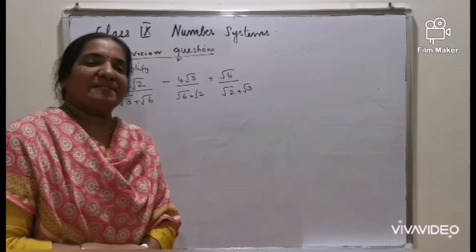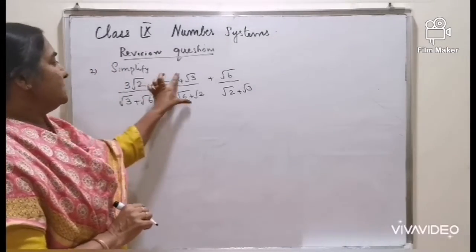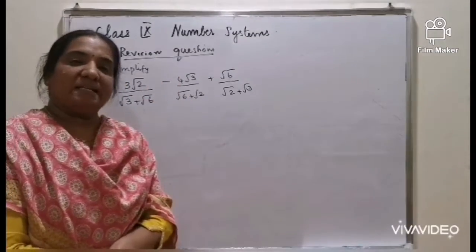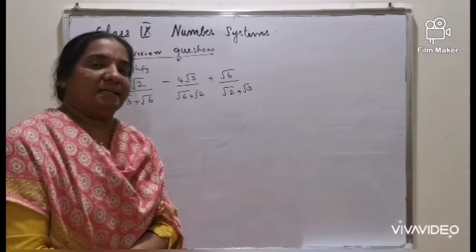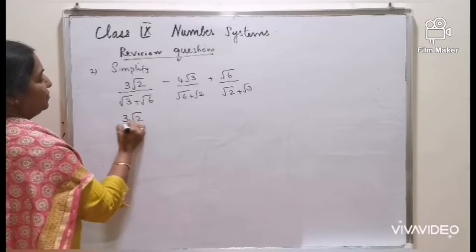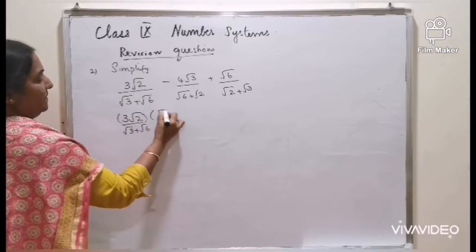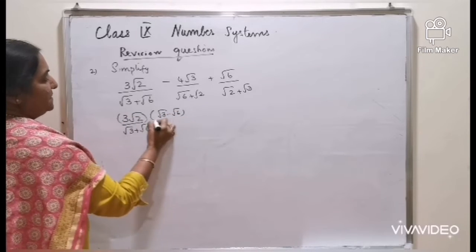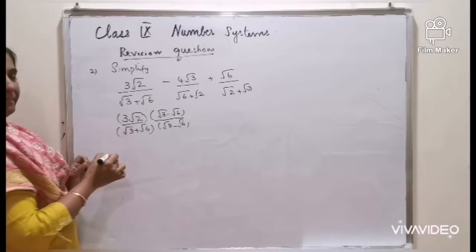Second pattern is questions like simplify. Each term you will have to rationalize the denominator, and finally you will have to get an answer. Separately, 3 root 2 by root 3 plus root 6, multiplied and divided by root 3 minus root 6.